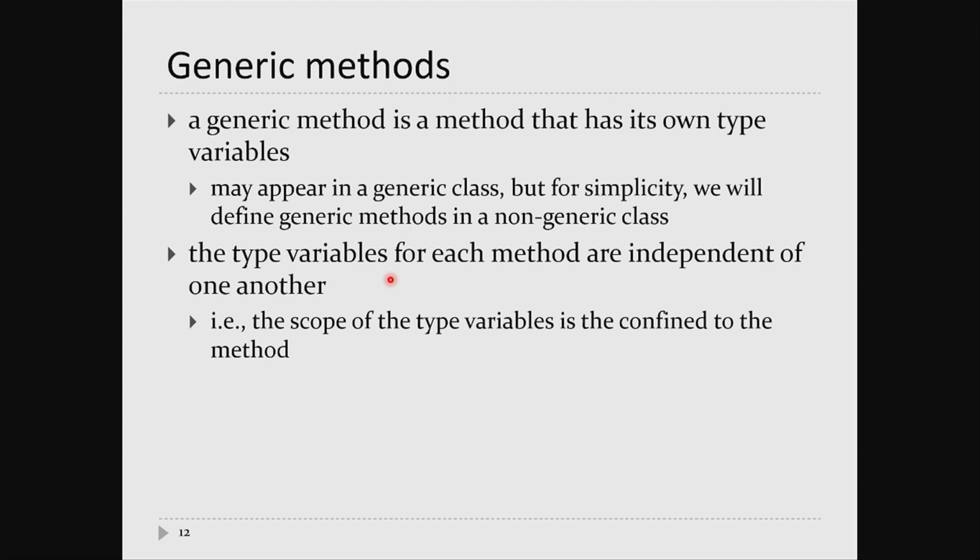OK, now you've got type variables on your methods. But every method is independent of every other method. So the type variables for one method are not the same thing as the type variables for another method. Each method gets its own type variables, even if you give it the same name. So it's like having 2 methods with parameters with the same name. The parameters for the 2 methods are independent. The type variables for 2 generic methods are also independent. So in other words, the scope of the type variable is confined to the method that you've placed them on.